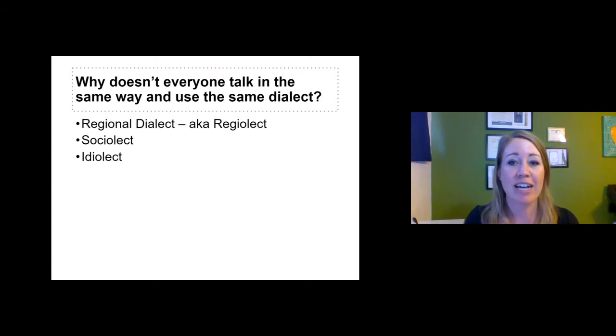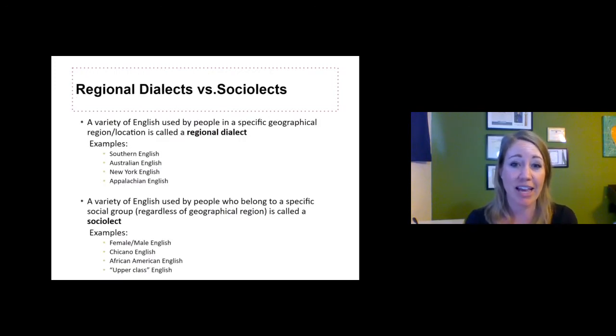Well, one of the answers for that is because we have regional dialects, right? So based on where you live, there's a dialect that you're picking up on because of where you geographically live. We have your sociolect, so that's the social groups you belong to. And we also have what's called an idiolect, which we'll get to in a second. Your regional dialects versus sociolects.